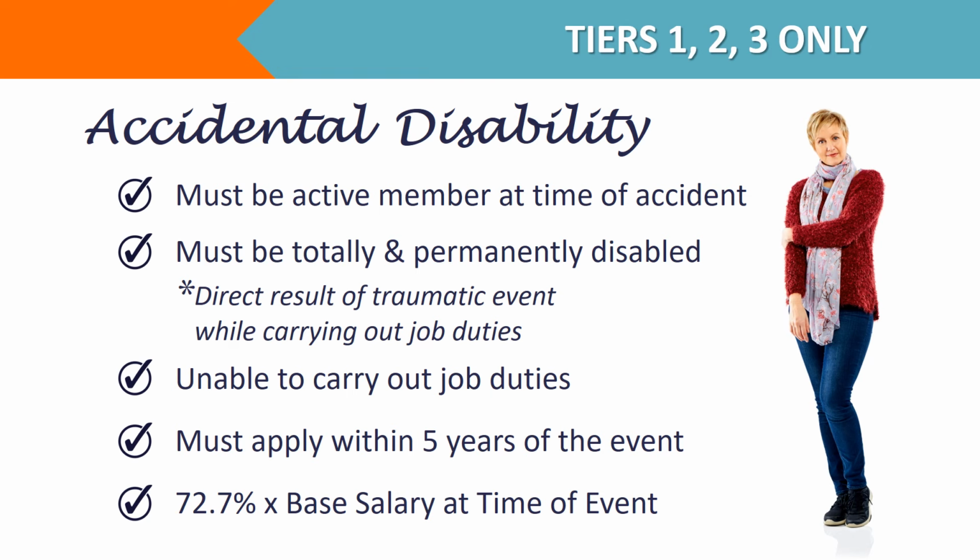If you are approved for an accidental disability retirement, your benefit will be equal to 72.7% of your base salary at the time of the accident or traumatic event. Please see the Disability Retirement Benefits Fact Sheet or the Online Guide to Retirement for more information. Remember, these two disability retirement types are only available to members in Tiers 1, 2, or 3. Tier 4 and Tier 5 members may be eligible for disability insurance coverage. Please refer to the Long-Term Disability for PERS and TPIF Tiers 4 and 5 fact sheet for more information.